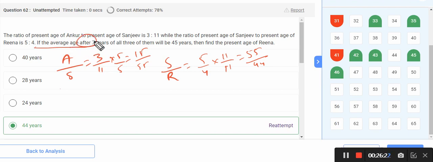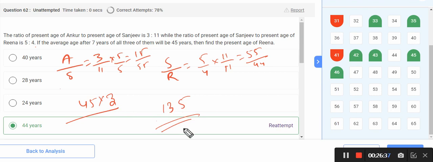If the average age after 7 years of all three of them will be 45 years, so 45 into 3, the total age will be 135. All these ages are after 7 years, so to get the ages before 7 years, we multiply 21, because 7 years for each person. How many persons do we have? Ankur, Sanjeev and Reena, 3 persons. 3 into 7 is 21, so let's subtract 21 years to go back to present age.